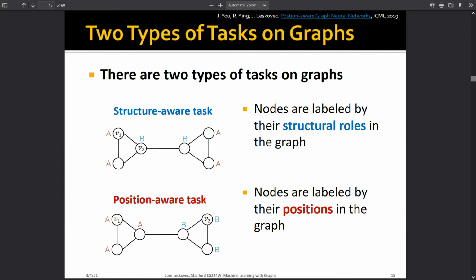So now he's got two of these, position aware and structure aware. So structural roles. I think V2 is a betweenness kind of thing. And these are edge nodes, the A's. The A's are edge nodes and B are kind of internal nodes. Sorry, what will be the difference between structure and position aware? It might have been covered in a previous lecture, but I just want a bit of an idea so that I am able to understand what they're trying to say.